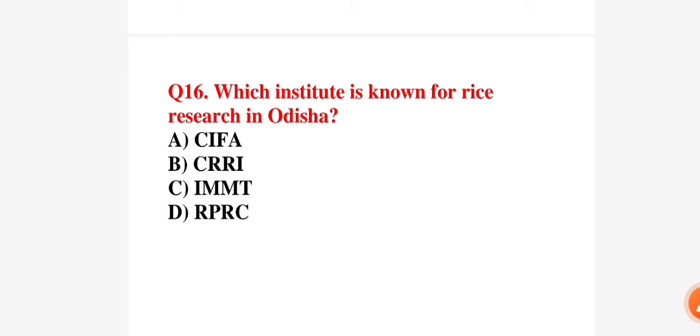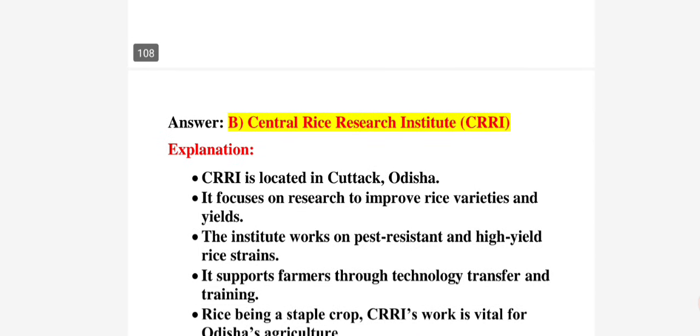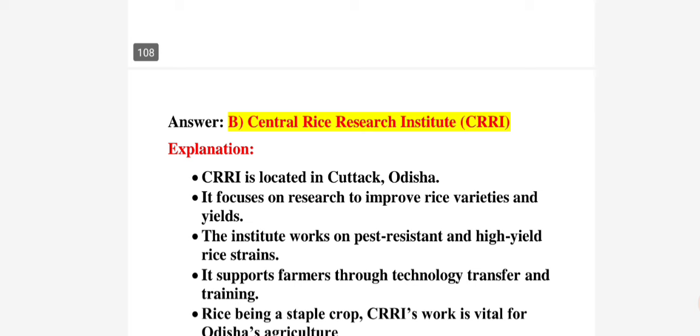So what is the right answer here? The right answer is the Central Rice Research Institute, CRRI. CRRI is located in Cuttack in Odisha, and it focuses on research to improve rice varieties and yields. The institute works on pest resistant and high yield rice strains. It supports farmers through technology transfer and training. And rice being a staple crop, CRRI's work is vital for Odisha's agriculture.